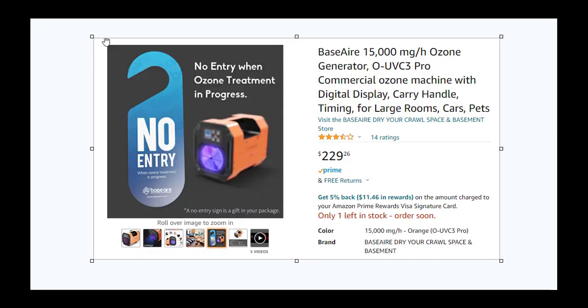When they sell them, they also sell you a no entry hanger to put on doors because you don't want to be in a room with a lot of ozone in it. It'll destroy you in addition to the odors. Whenever you've got the ozone treatment in progress, nobody should be present in that room. Afterwards, it's ventilated out and it just decomposes on its own.